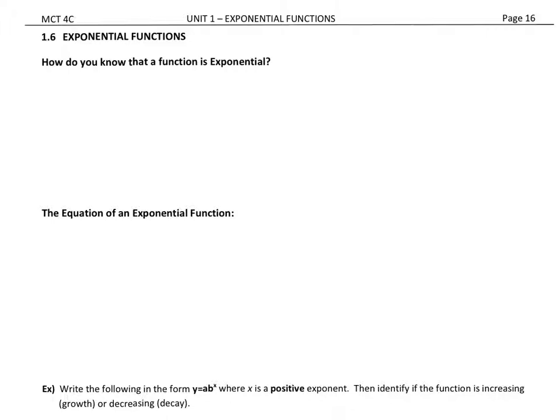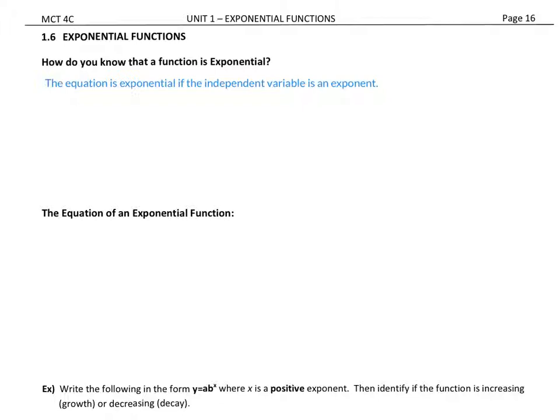Okay, we are going to summarize here how you know that a function is exponential by looking at the different models. For example, if you look at the equation of an exponential function, you know that it's going to be exponential if your independent variable, your x or your t for time or whatever it happens to be, is an exponent. So it's up in the exponent position. So I'll type that in here and give you a couple of examples.